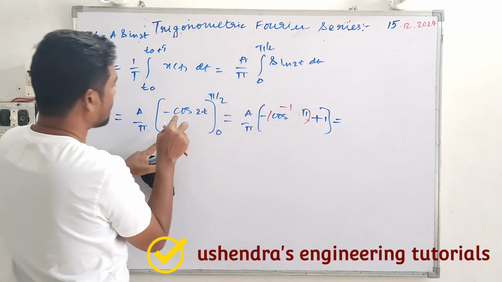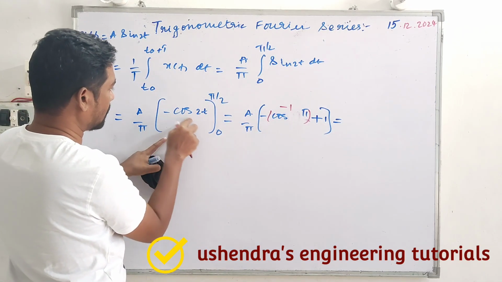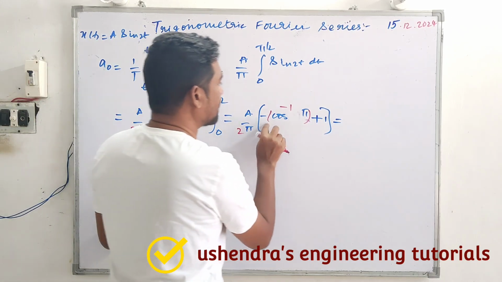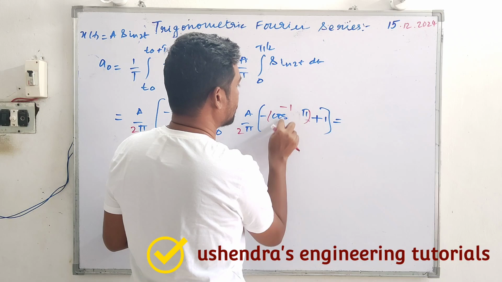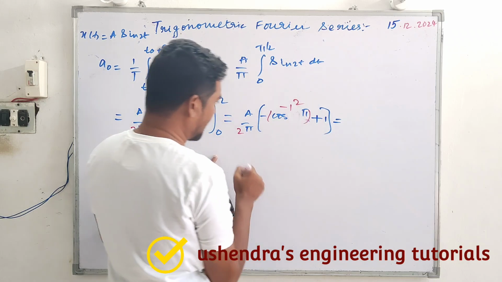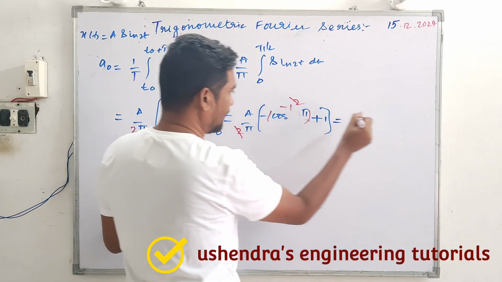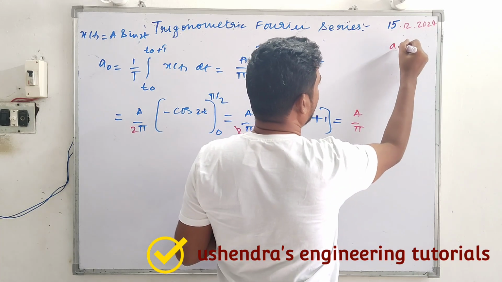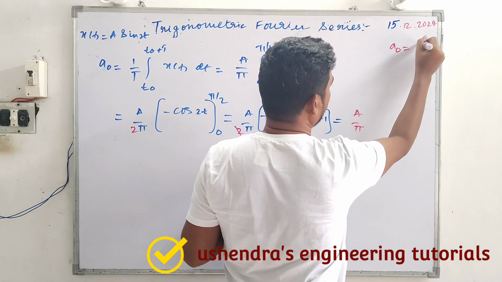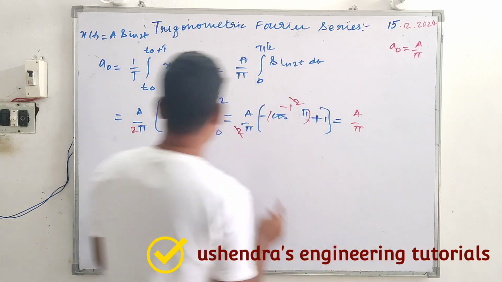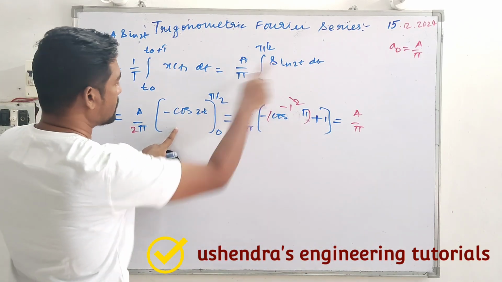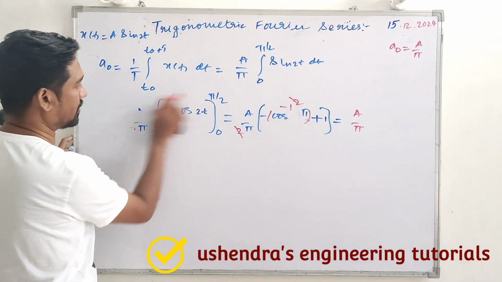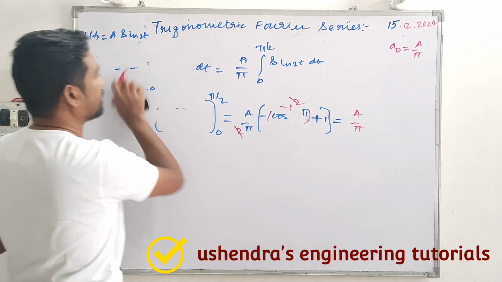And one more correction over here. The integration of sine 2t is minus cos 2t by 2, isn't it? I forgot that one. So we have that 2 over here. This makes minus plus 1, and inside the bracket we have this 2, so this gets cancelled, and finally the expression for coefficient a naught will be A by pi in this case. I forgot the cos 2t by 2 over here, we have that one, that gets cancelled, and finally we have a naught equal to A by pi.